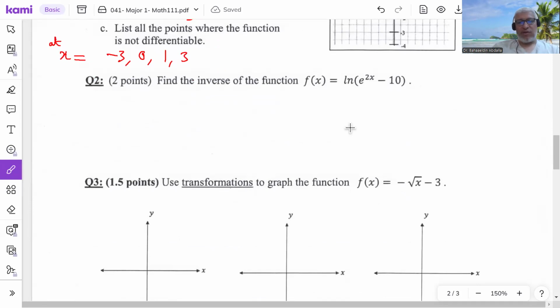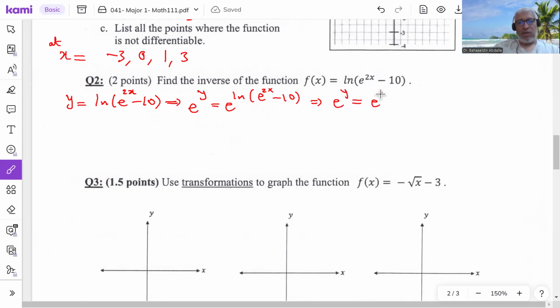Find the inverse of this function. Well, the first step is to call it y instead of f of x. And then we solve this equation for x. To solve it for x, I have to get rid of ln. So I raise both sides to the base e. e cancels ln. So I'll have e to the power y equals e to the power 2x minus 10.